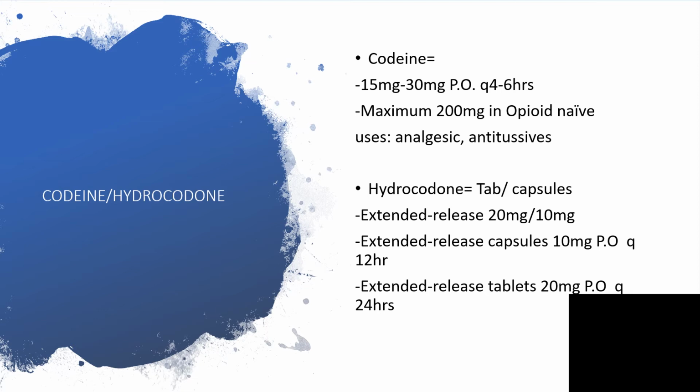Hydrocodone, either tablet or capsule, having an extended release formulation, 20 milligrams or 10 milligrams. The capsules will be in 10 milligrams, and you can give one capsule, that is 10 milligrams, every 12 hours. Or if it is extended release tablets, that is 20 milligrams per tablet every 24 hours, just once in a day for the tablet. But for the capsule of hydrocodone, 10 milligrams BID.